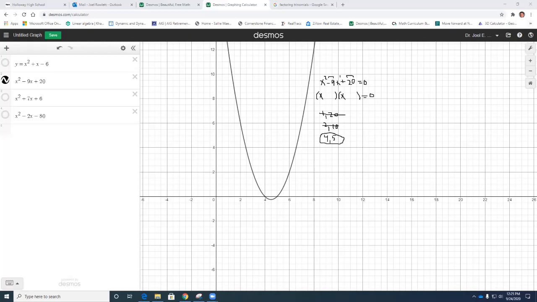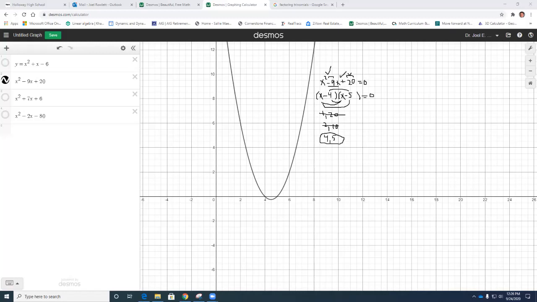This plus here means the signs are the same, and this minus means they are both going to be negative, so that's going to be x minus 4 times x minus 5. And if we check this, x times x is x squared. I have negative 5x on the outside, minus 4x, which is negative 9x. That's good because that's what we have for the linear term. And then negative 4 times negative 5 is positive 20. So this did factor correctly.